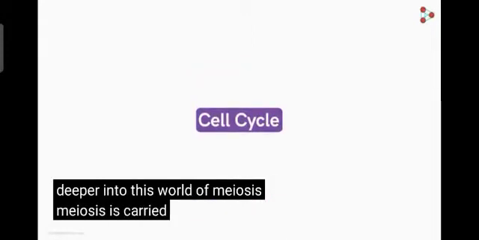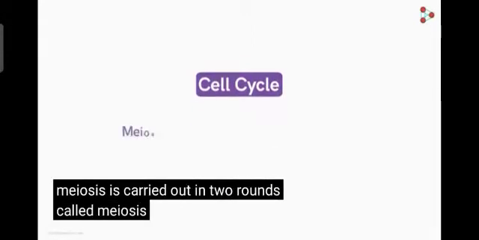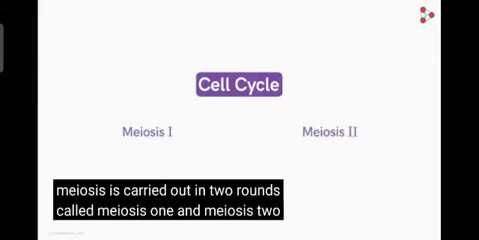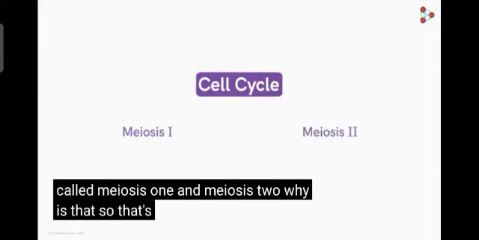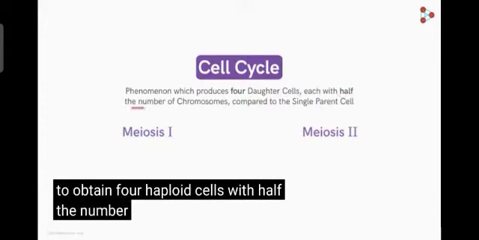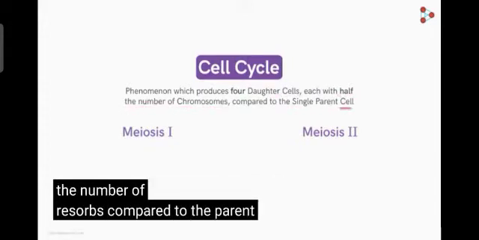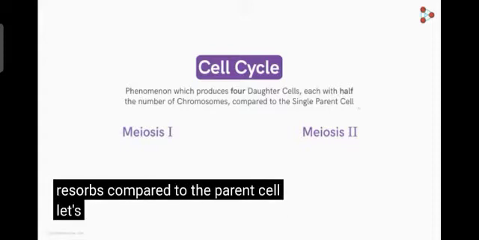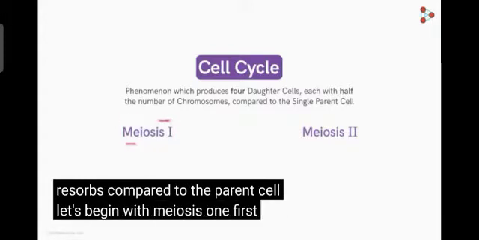Meiosis is carried out in two rounds called Meiosis I and Meiosis II. Why is that so? That's correct. To obtain 4 haploid cells with half the number of chromosomes compared to the parent cell. Let's begin with Meiosis I first.